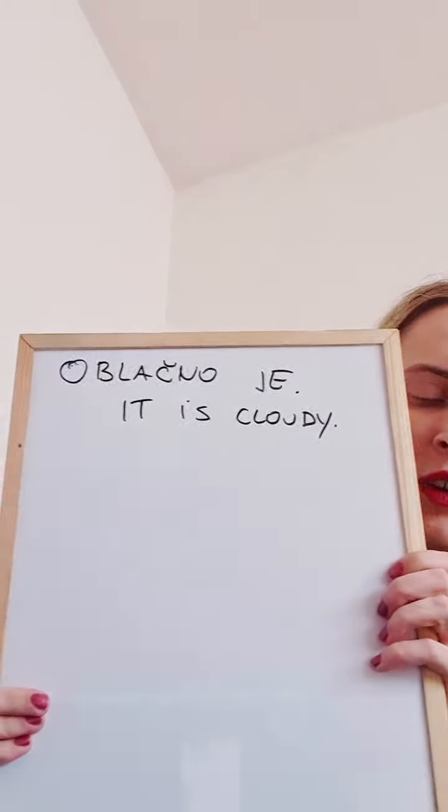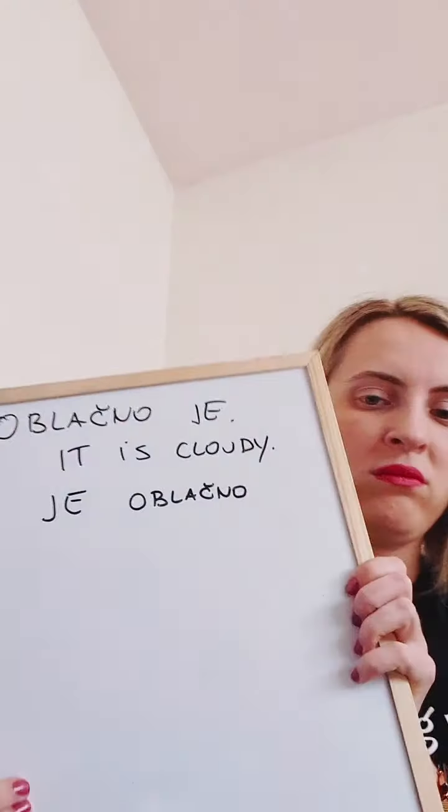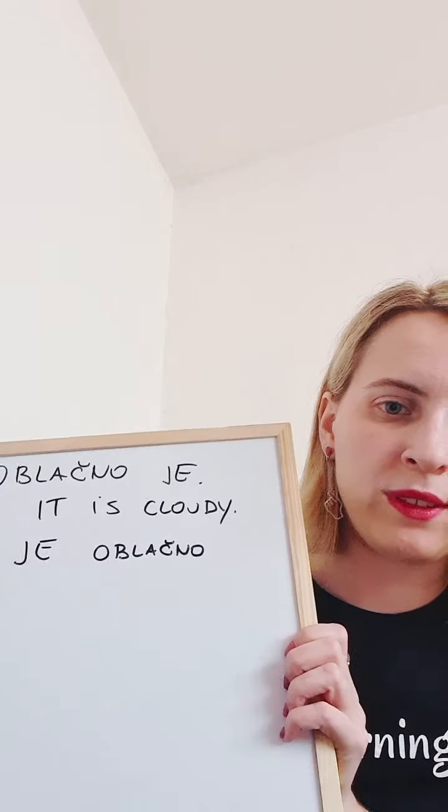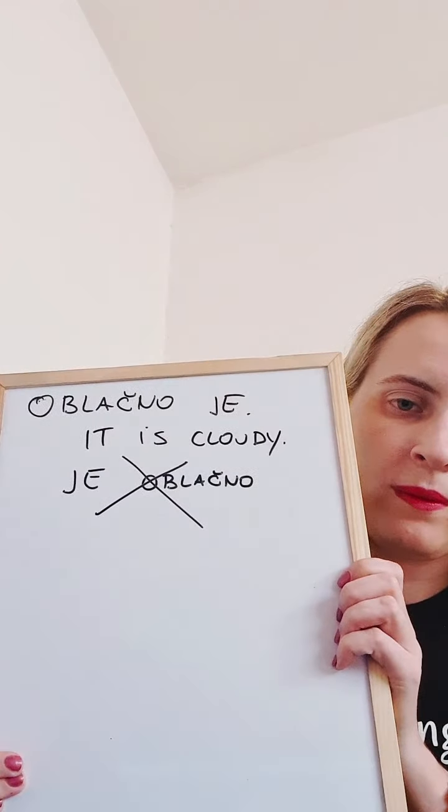It is cloudy. Oblačno je. But you can't say je oblačno, because you can't start with the word je. This is actually a good example. That doesn't make sense. Well, people will understand you, but it is not grammatically correct. So you say oblačno je.